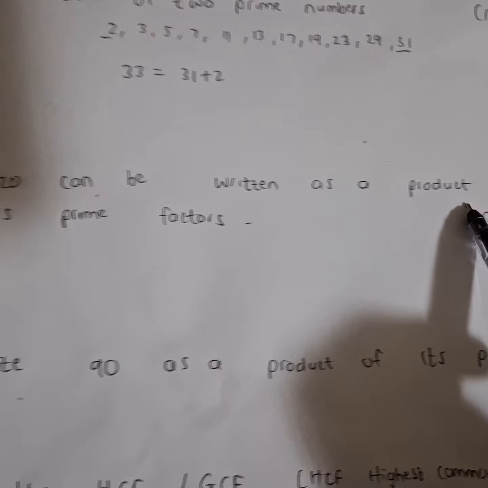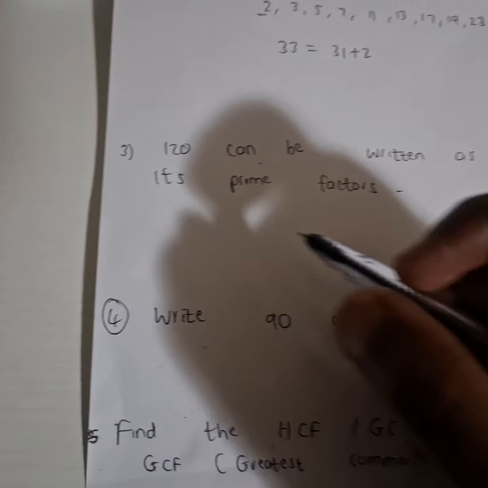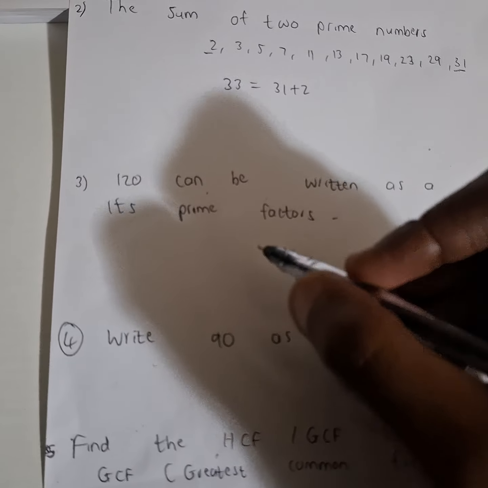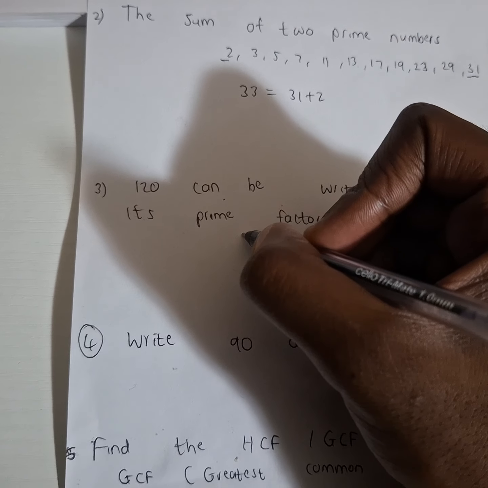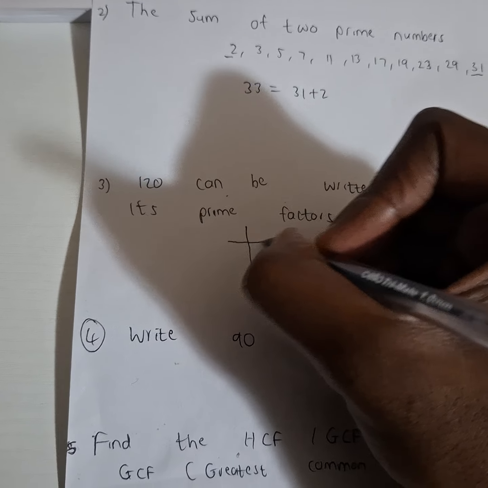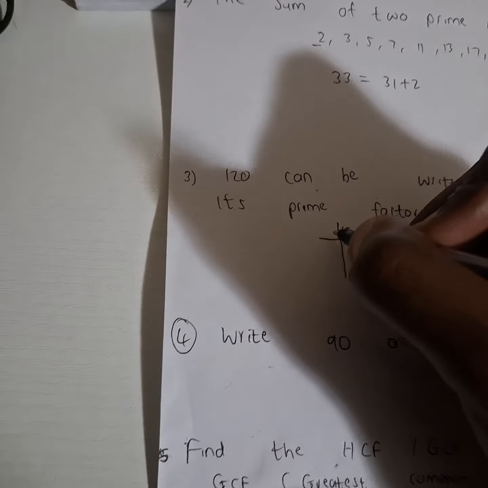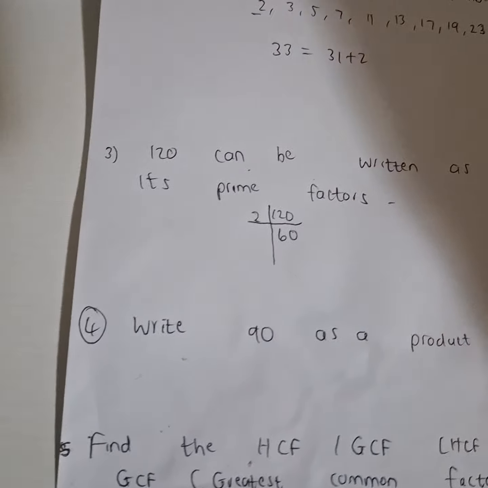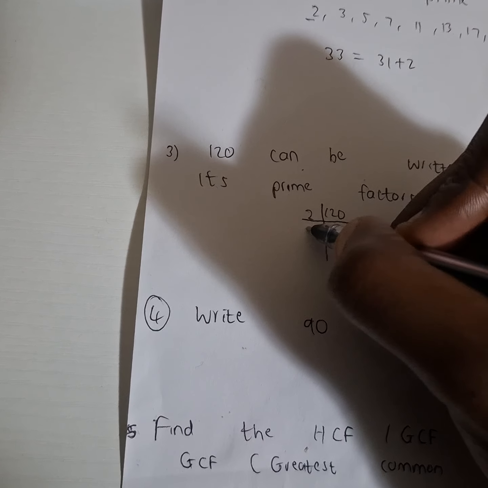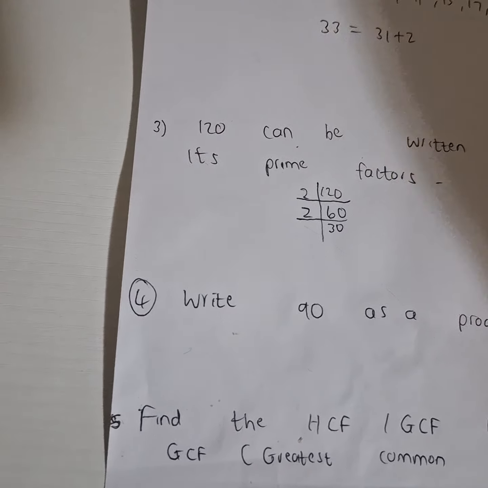120 can be written as a product of its prime factors. So let's write down. They want us to write down the product of prime factors. So what we can do in grade 8 is we usually use the trusted ladder method. Smallest prime number that goes into 120 is 2. How many times does it go? It goes 60 times. Smallest prime number that goes into 60 is also 2. How many times does it go? It goes in 30 times.